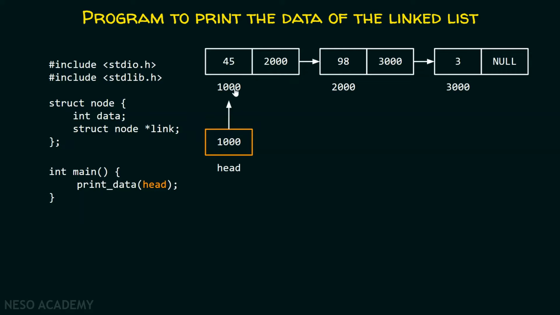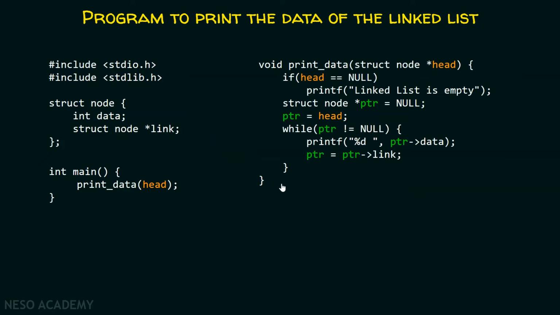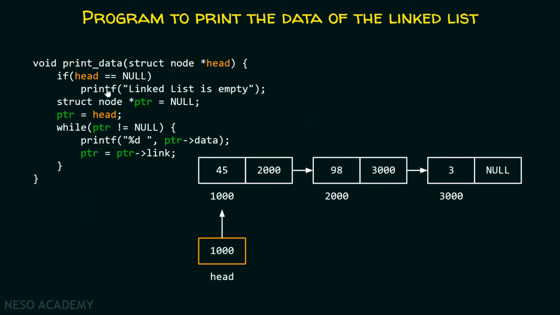Now let's see how to print the data of the linked list on the screen. For this purpose, I have created this function and let's see how this function works. You can see over here that if head is equal to null, then it means that the linked list is empty, because it is not pointing to anything. So we'll print this message, linked list is empty. After that we'll go to this particular point because here head is not equal to null.